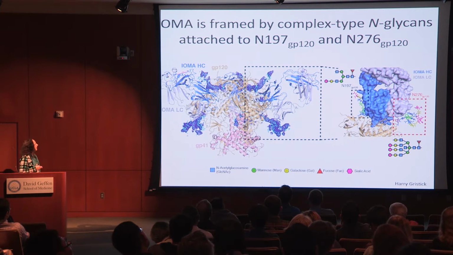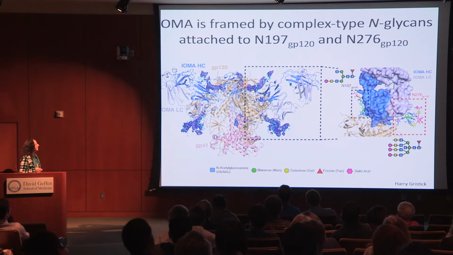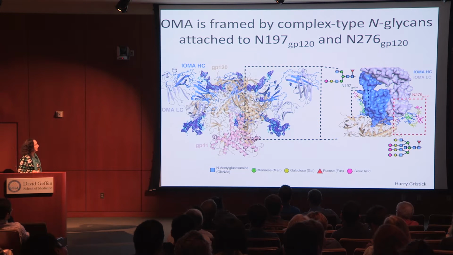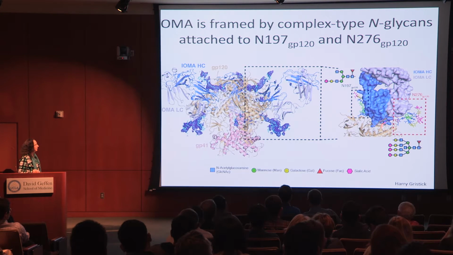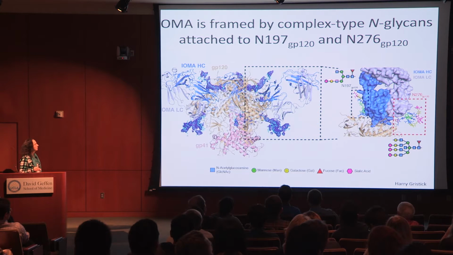So here's the IOMA Fab. You're seeing 2 of them because remember this is a trimer. And it's flanked on either side by carbohydrates. And actually the one attached to asparagine 197 is a tetraantennary complex type glycan. We can see the sialic acid. So again, there's going to be negative charge here. And then the 276, that's the 276 glycan as well. But they're both complex type glycans.